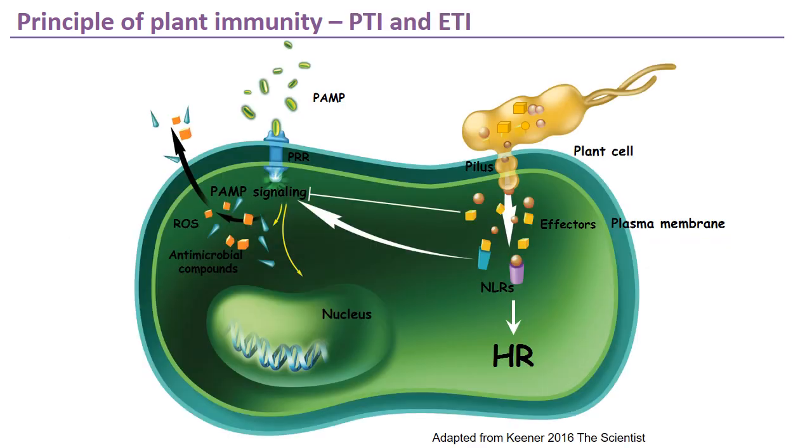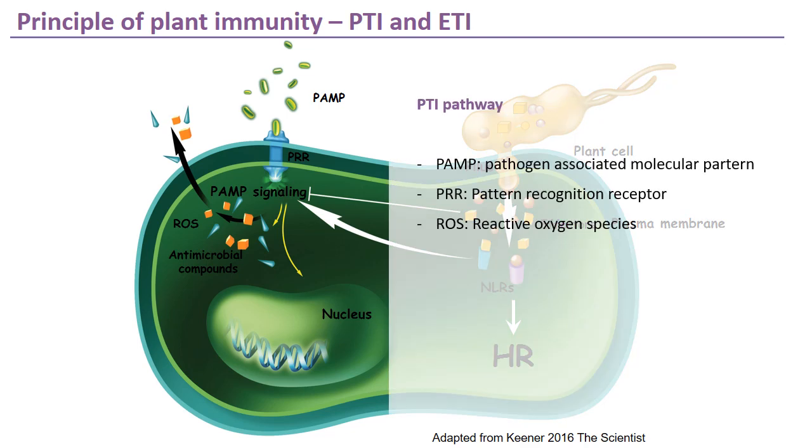So I would like to explain about PTI and ETI. In PTI pathway, pathogens contain some special structure called PAMP, and PAMP can be recognized by plant receptor PRR. When PRR recognizes PAMP, PRR can signal downstream to activate some mechanisms such as ROS production, antimicrobial compounds, and activation of defense genes in the nucleus.